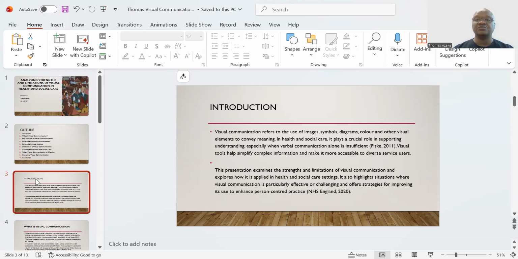It also explores situations where visual communication is particularly effective and challenging, and offers strategies for improving its use to enhance person-centred care.